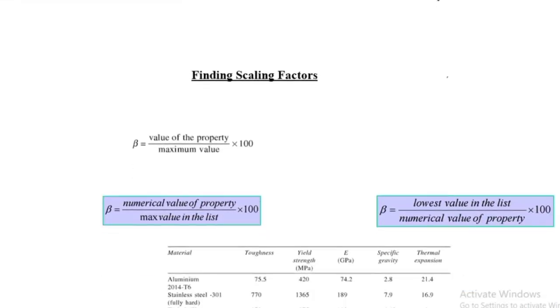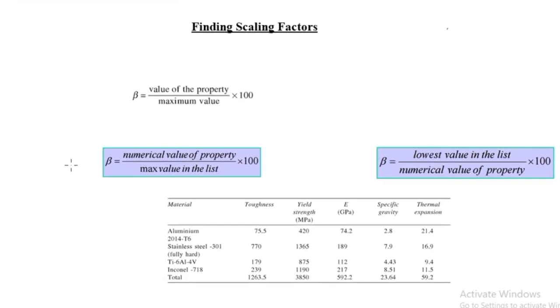So, finding the scaling factor. The scaling factor is just the value of the property divided by the maximum value, times 100. Sometimes you can decide to do it in fraction form, and someone can also decide to do it in percentage form. Now, we have two formulas for it.